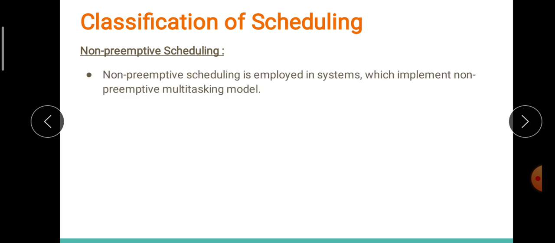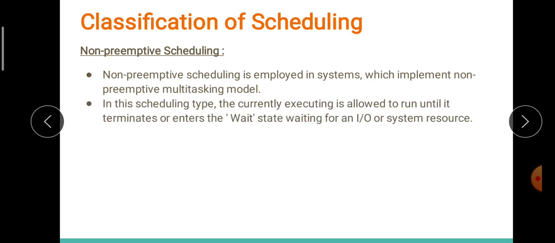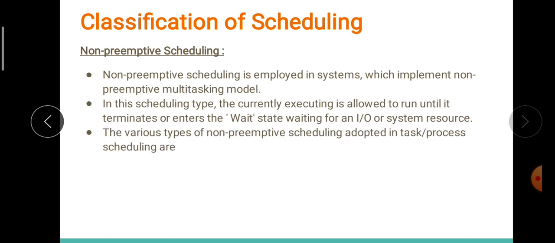In this type of scheduling, the process or task which is currently being executed is made to run until it terminates or enters the wait state. It's clear, right? Just as we have said in the case of the multitasking model. So the currently executing process continues its execution till it terminates or enters the wait state. That is non-preemptive scheduling. We have different types of non-preemptive scheduling, like first come first served.